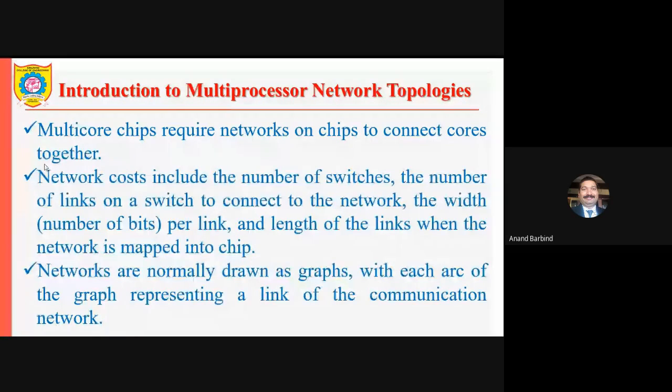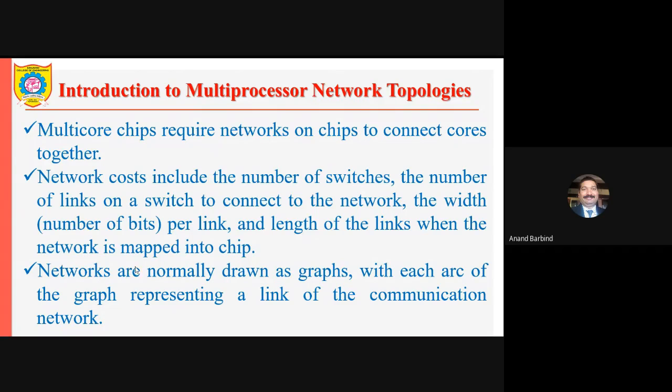So this particular network includes the switches, the number of links on a switch to connect to the network, and the width of that particular communication path also matters. Sometimes it is a smaller number of bits, sometimes a higher number of bits. So the speed of transfer of the data is governed by the number of bits at a time, how much data can be communicated. Length of the link when the network is mapped into the chip.